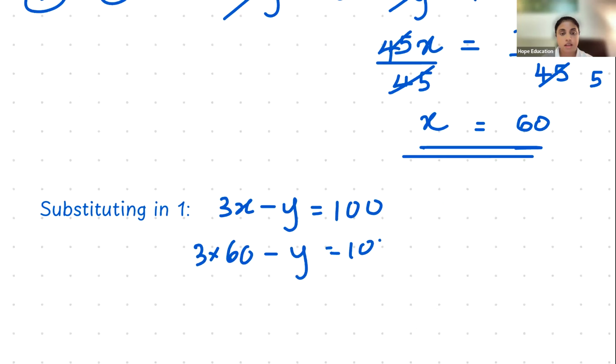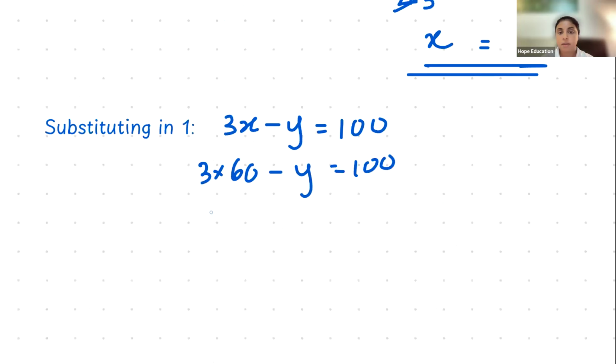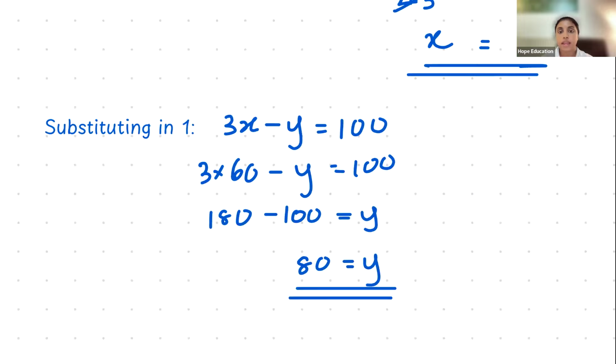So 3 times 6 is 180. Minus 100, whenever. This y, when I take it to this side, here it's minus now. When I take it to this side, it becomes plus. So 180 minus 100 means 80. So y would be equal to 80. X is 60 and y is 80.